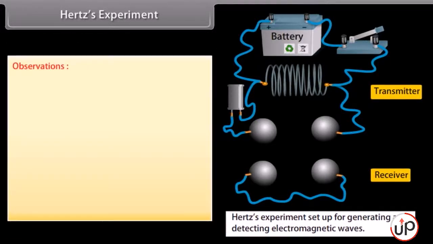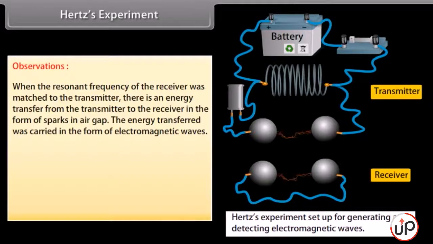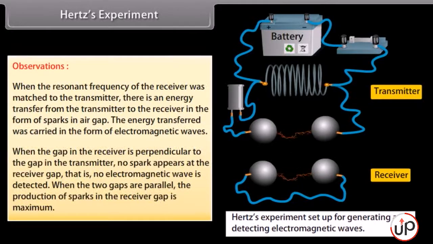Observations. When the resonant frequency of the receiver was matched to the transmitter, there is an energy transfer from the transmitter to the receiver in the form of sparks in the air gap. The energy transferred was carried in the form of electromagnetic waves. When the gap in the receiver is perpendicular to the gap in the transmitter, no spark appears at the receiver gap, that is, no electromagnetic wave is detected. When the two gaps are parallel, the production of sparks in the receiver gap is maximum.